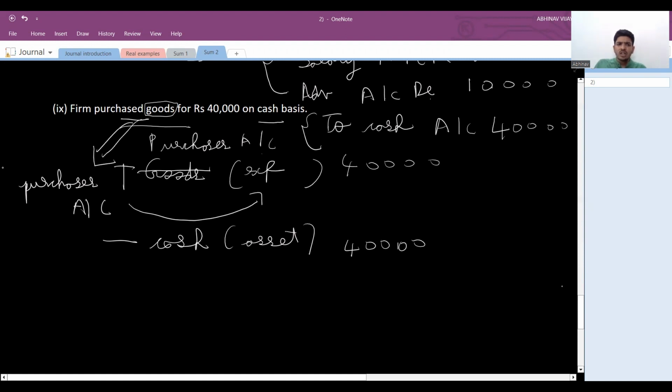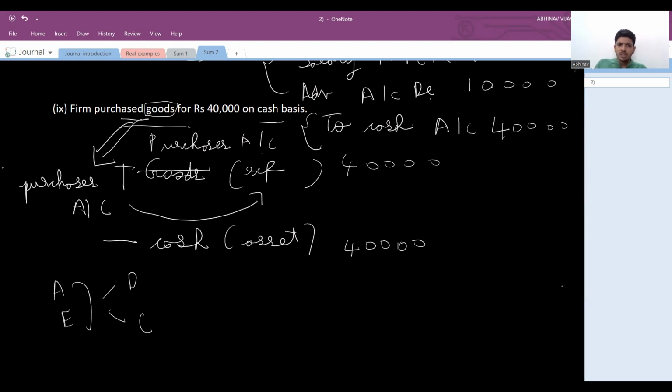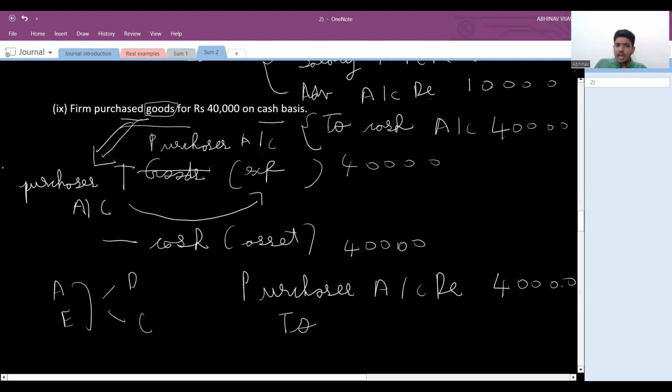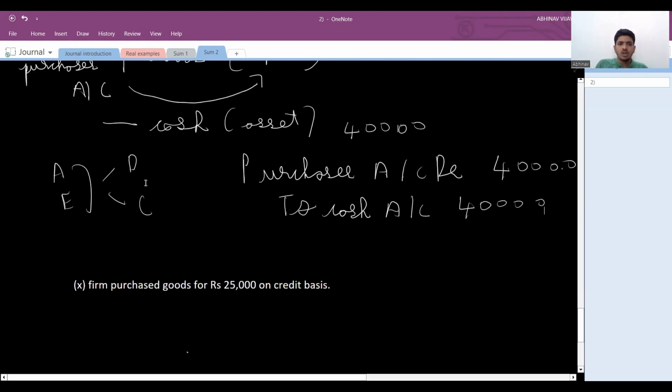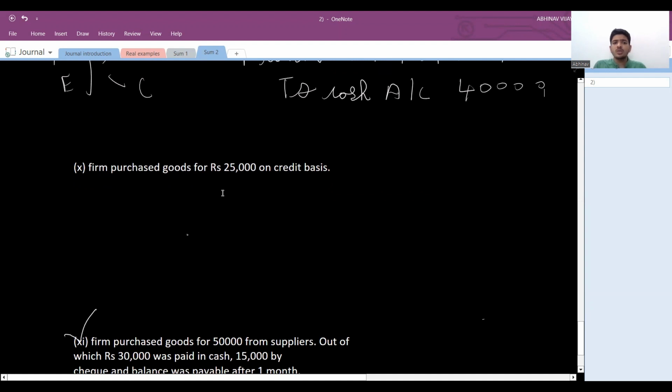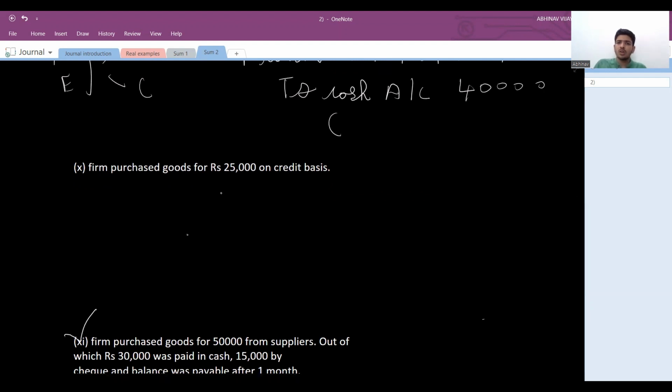Converted into journal entry. Assets and expenses. Debit, credit. Purchases, which is an expense, increases. So debited. Purchases account debit 40,000 to cash, which is an asset, it gets reduced and so credited 40,000. Firm purchase goods. Now narration, you write whatever you want.